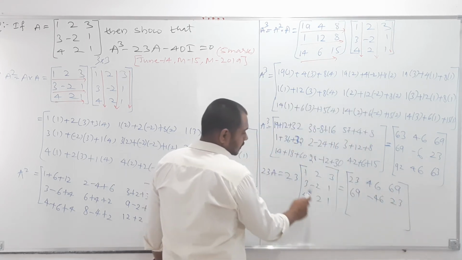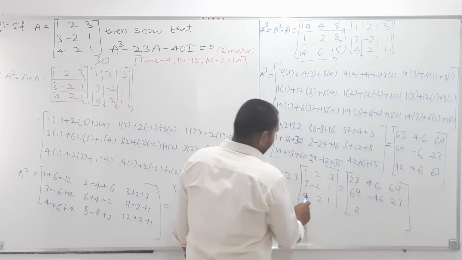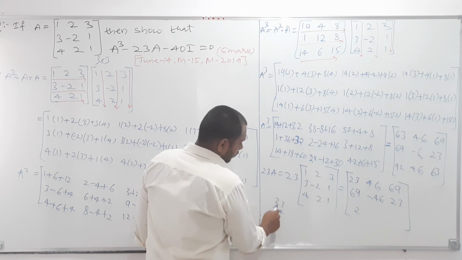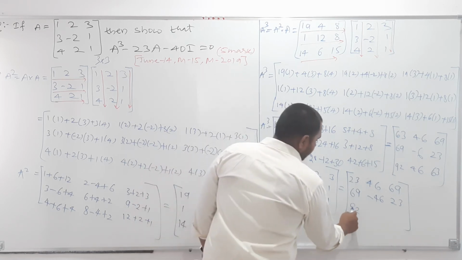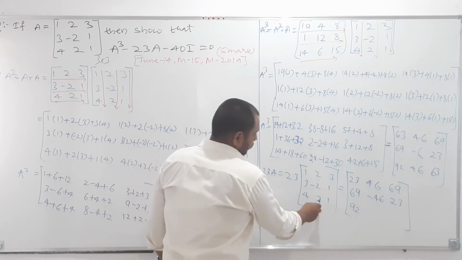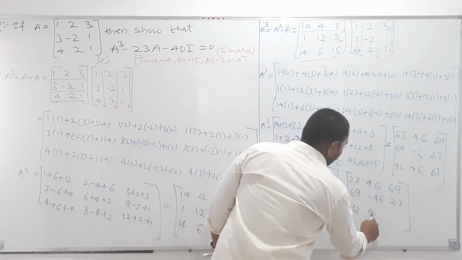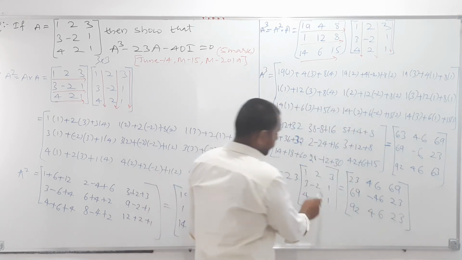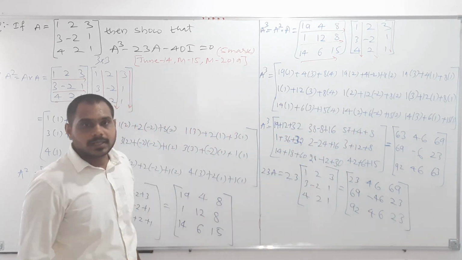Next, my dear students, 4 3s are 12. 23 into 4, 12, 4 2s are 8 plus 9, 92. Next, 23 into 2 is 46. Next, 23 into 1 is 23. This is your 23A.